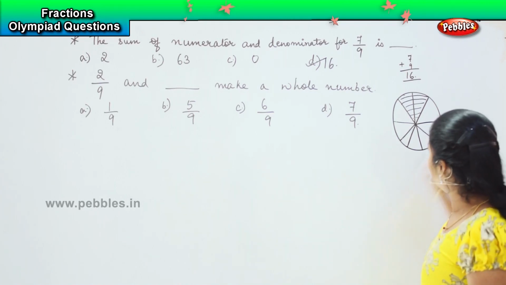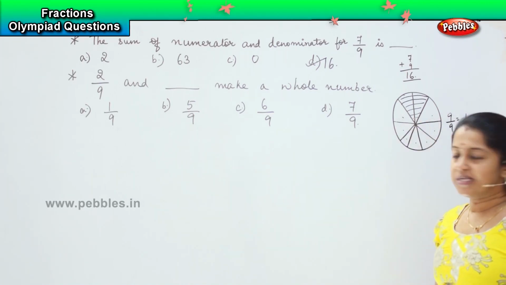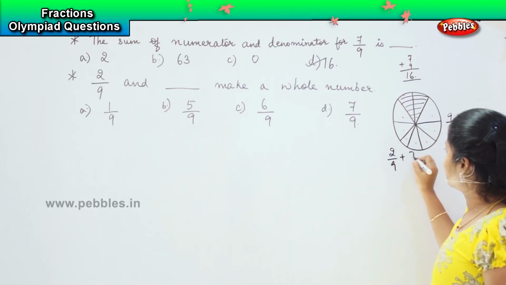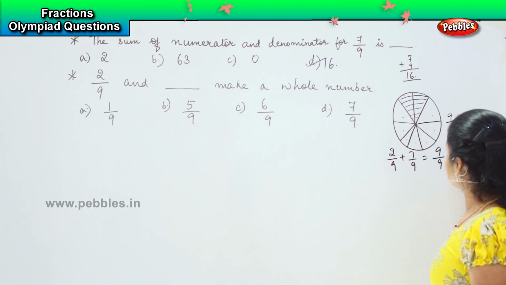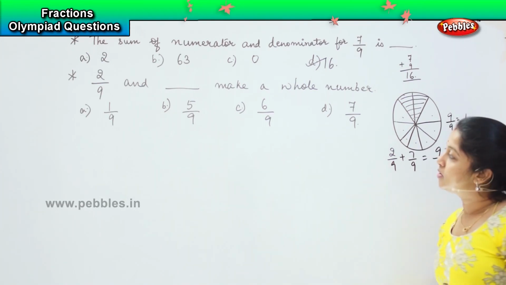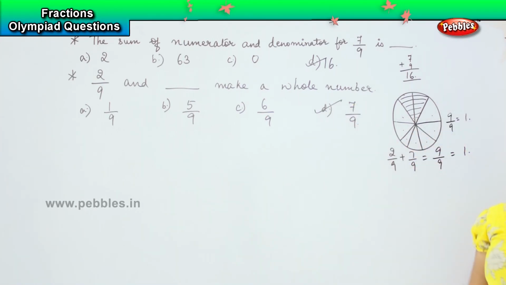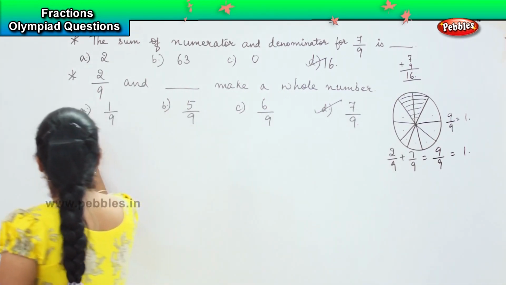So, shall we count? 1, 2, 3, 4, 5, 6, 7. So, which means that if I add 2 by 9 along with 7 by 9, it will give me 9 by 9, which is equal to 1 or the whole number. So, my right option will be option D, which is 7 by 9. Is it clear? Shall we do the next sum? So, here is your next question.